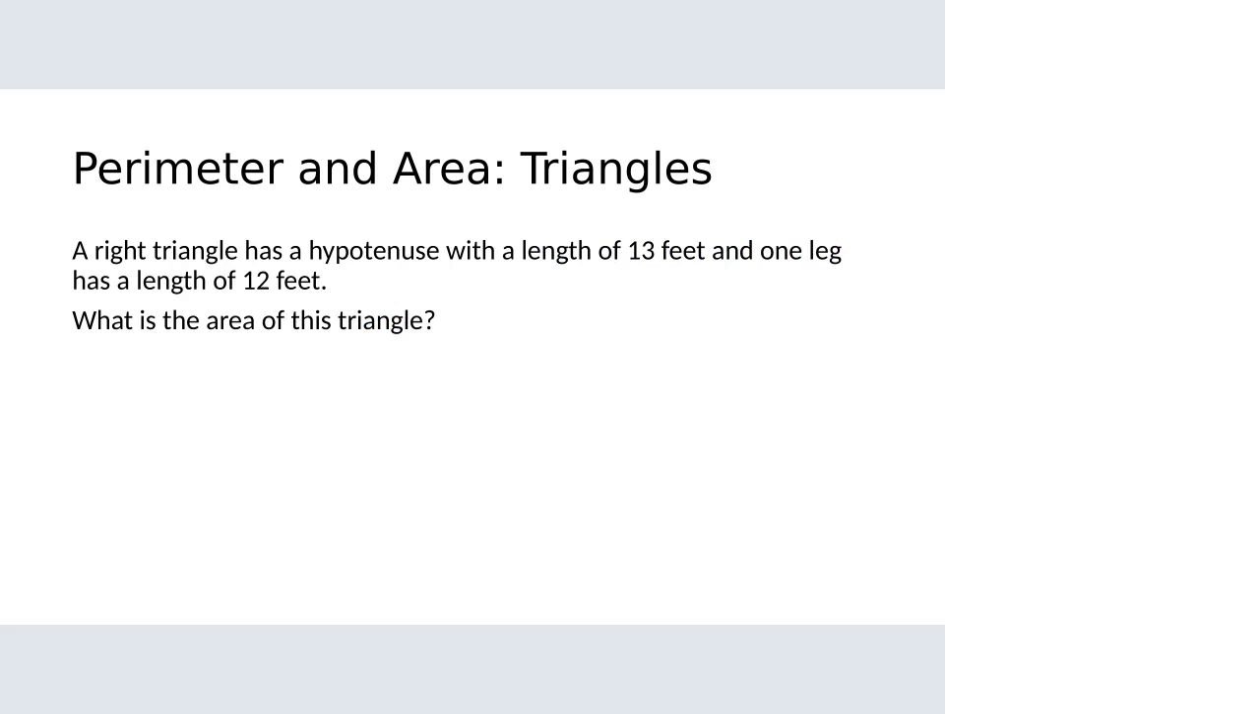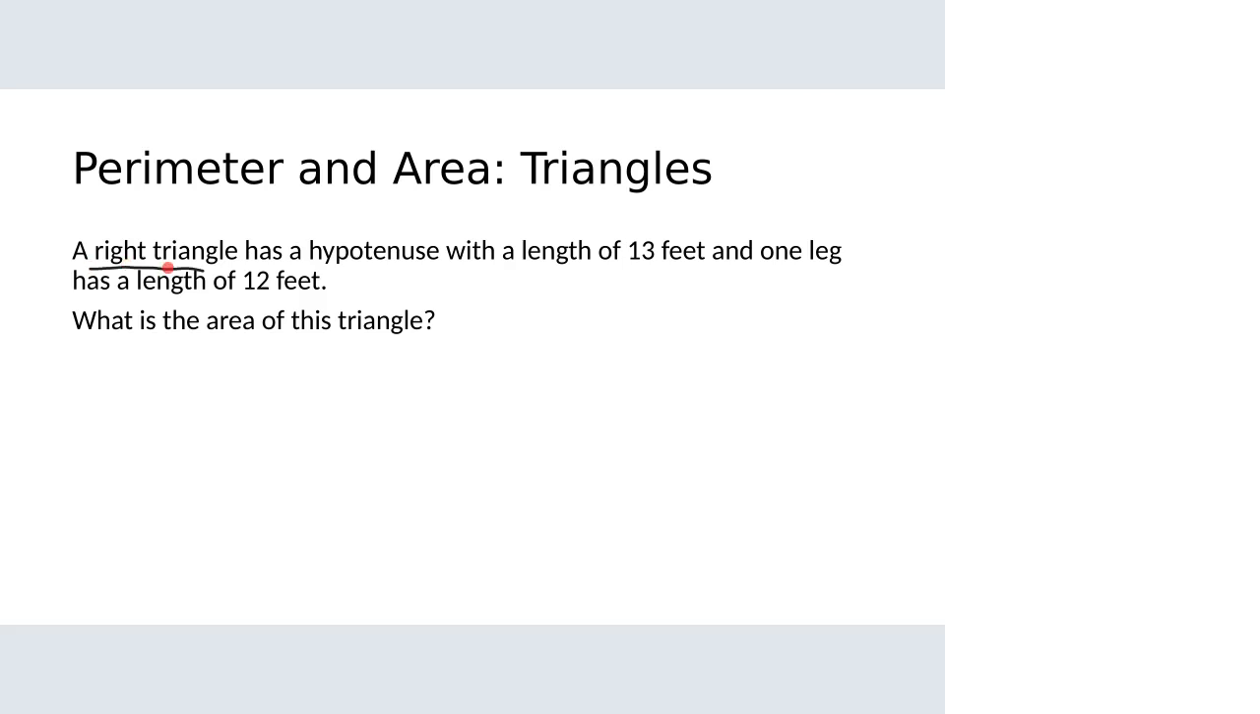A right triangle has a hypotenuse with a length of 13 feet, and one leg has a length of 12 feet. What is the area of this triangle? There may be some people who are able to do this without drawing a picture. I wouldn't be one of them. So just to get myself comfortable, I'm going to go ahead and start by drawing a picture.